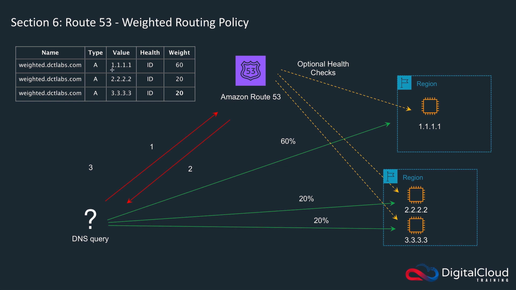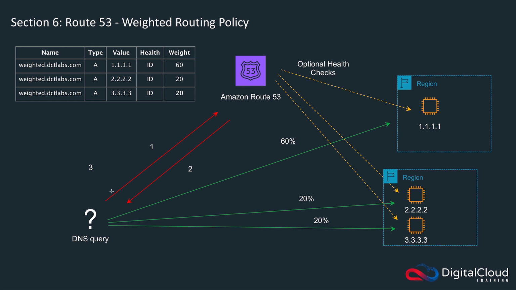In other words, Route 53 is going to respond. In this case, they total 100. They don't have to, but in this case we've got 60%, 20%, and 20%. So that means that 60% of the time, Route 53 is going to provide this value, 1.1.1.1. And then 20% of the time, it's going to provide one of the other values. Now you can configure health checks, but they are optional.